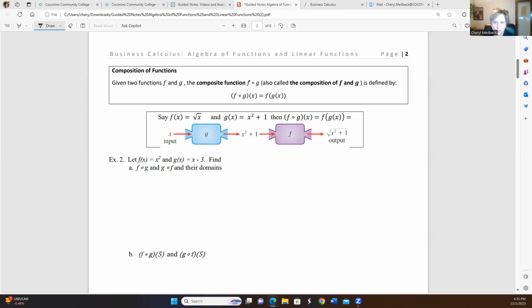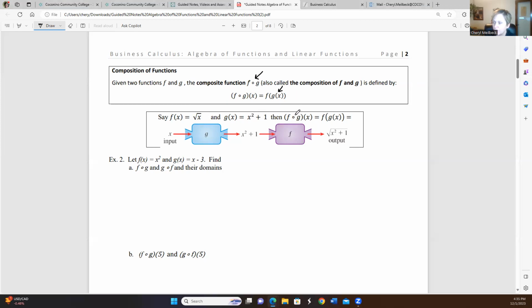In the next section of notes here, we're going to look at composition of functions. So composition of functions, we use this symbol with this little circle here, and it's the composition of f and g. The way it is written is that the second function listed here will be put into the first function. So let's say, for example, that f of x is the square root of x, and g of x is x squared plus 1.